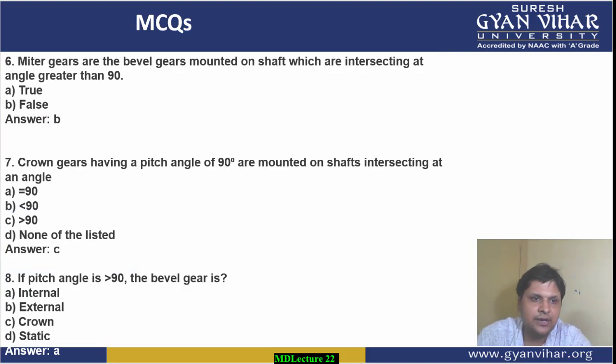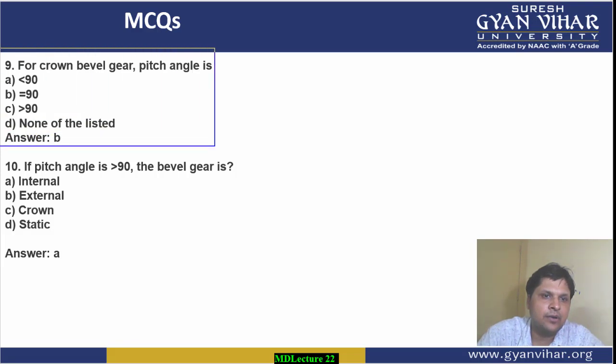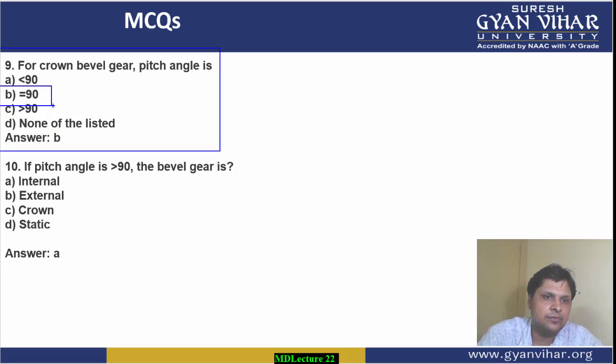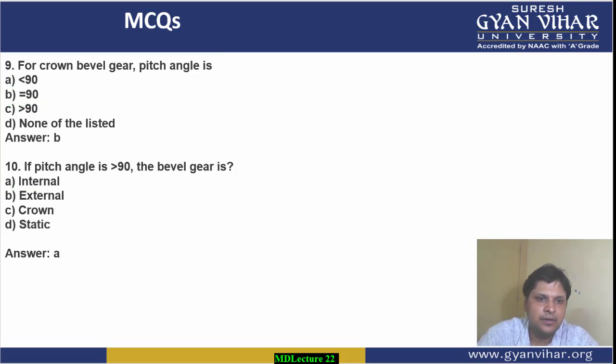Now coming to the 9th multiple choice question. For crown bevel gears, the pitch angle is equal to 90 degree. Coming to MCQ number 10: if the pitch angle is greater than 90 degree, the bevel gear is an internal bevel gear. So all the multiple choice questions we have discussed, students.